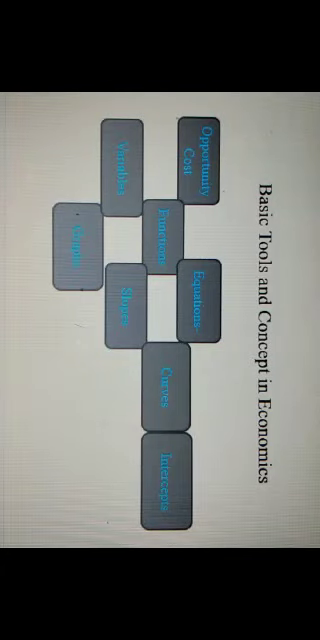Welcome students. Today I am going to take basic tools and concepts in economics, FY BCom semester 1. In economics, analyses are based on looking for relevant cause and effect relations between different variables and then taking decisions on the basis of the analysis. Some of the concepts and tools are as follows.